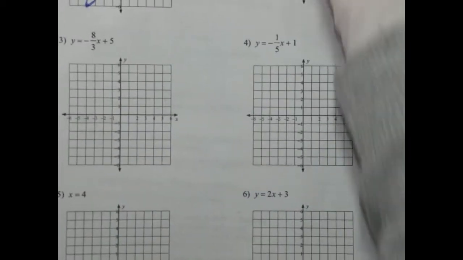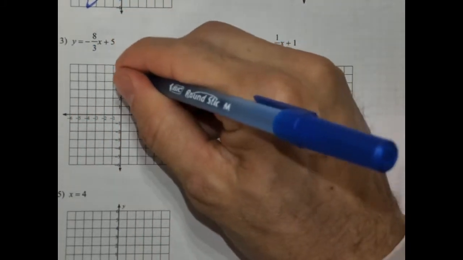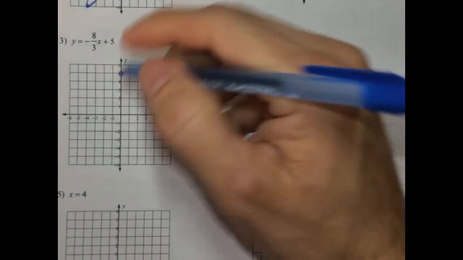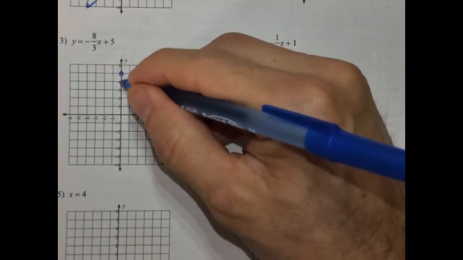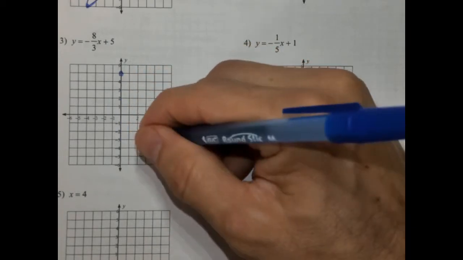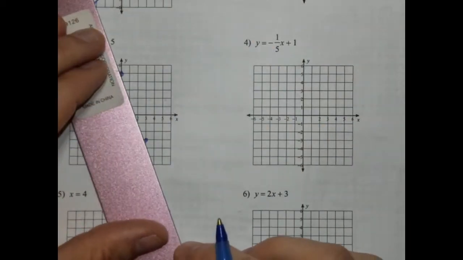Okay. Y equals -8/3 x plus 5, so 5 is our y-intercept. Our rate of change is -8/3, so we go 8 down, 3 right, because it's a negative rate of change. So 1, 2, 3, 4, 5, 6, 7, 8, then 1, 2, 3. There we go.